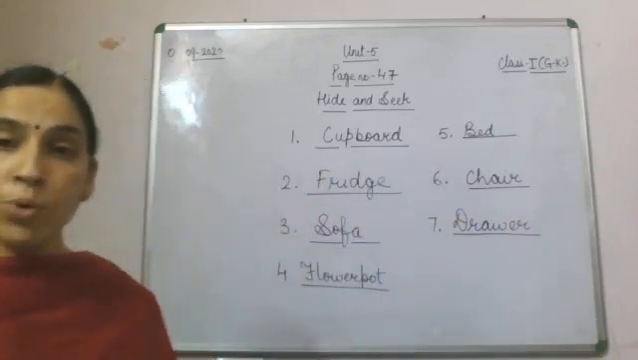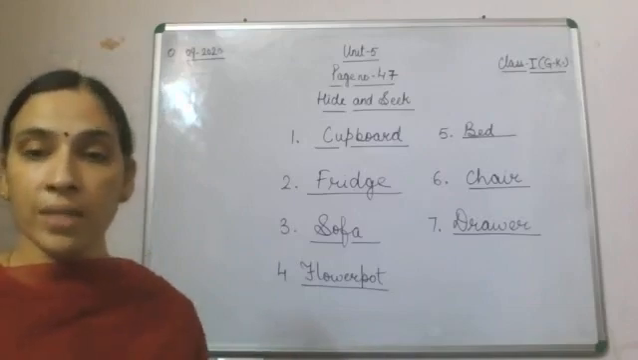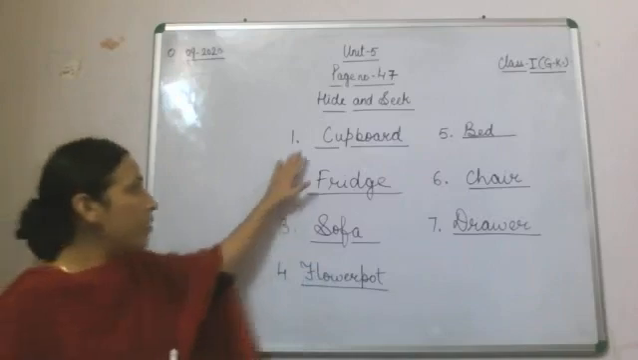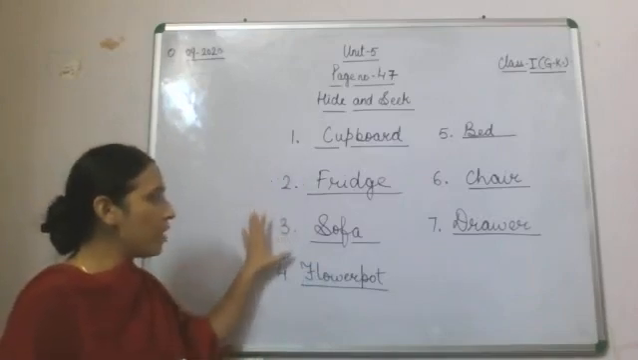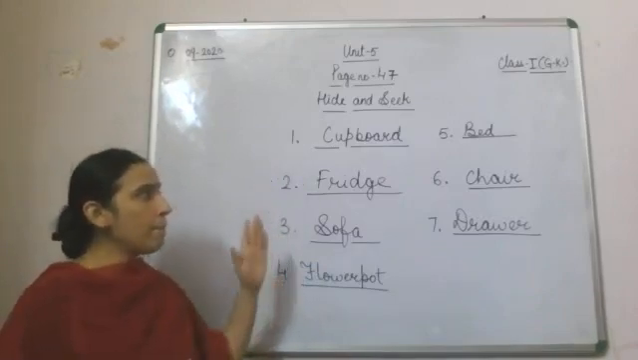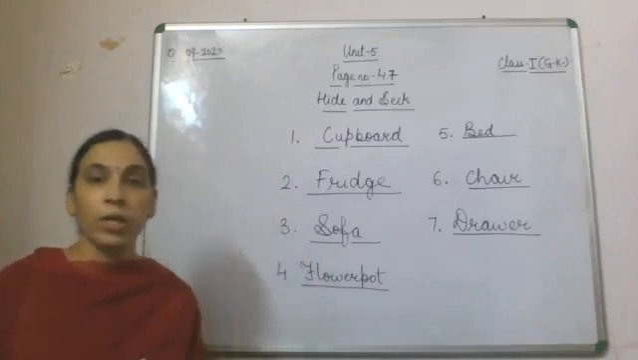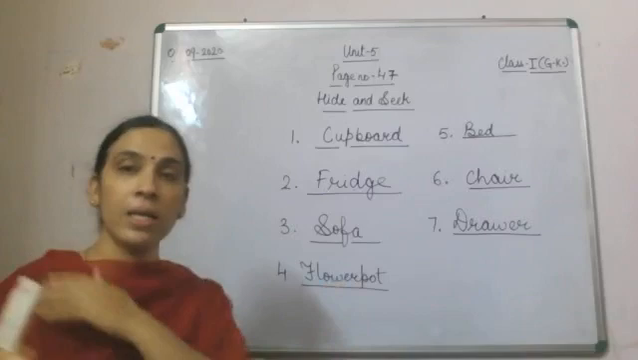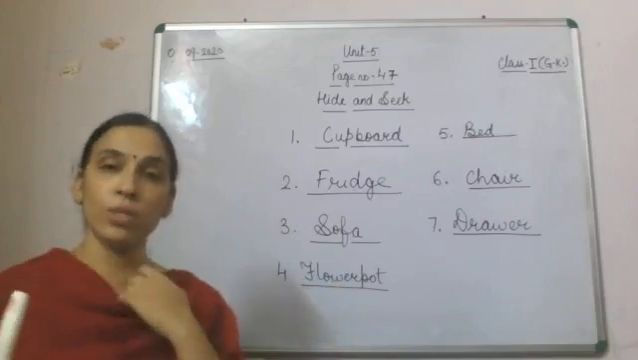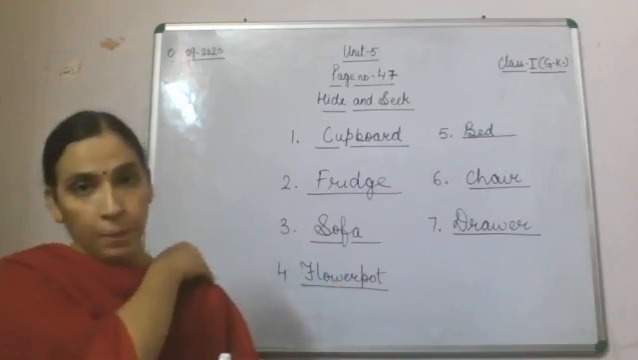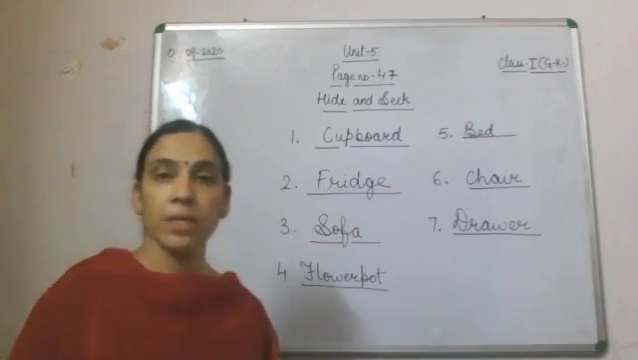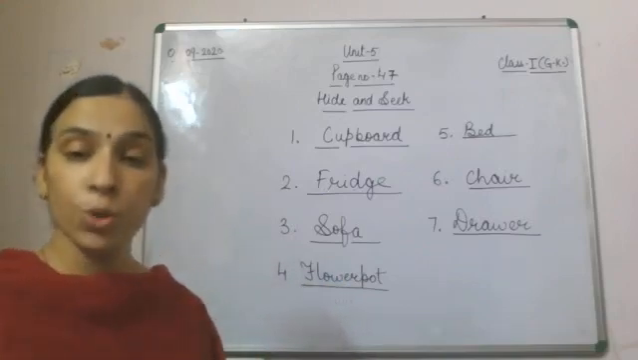See, we have learned a few new words right now: cupboard, fridge, sofa, flower pot, bed, chair and drawer. Often you were using these words, but here you are supposed to learn them also, because the objective behind this chapter is to make you learn new words.